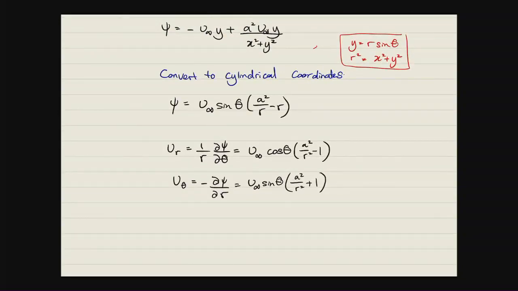All good? Okay, so these are my velocities, my radial and azimuthal velocities everywhere in my domain. But if I just want to know the velocity on the surface of my cylinder, which is also my separatrix.